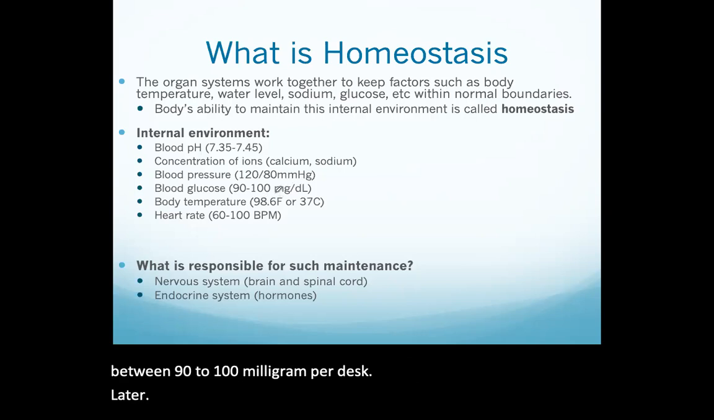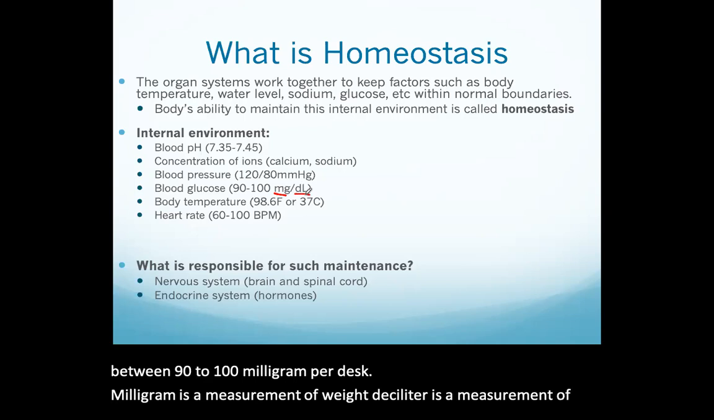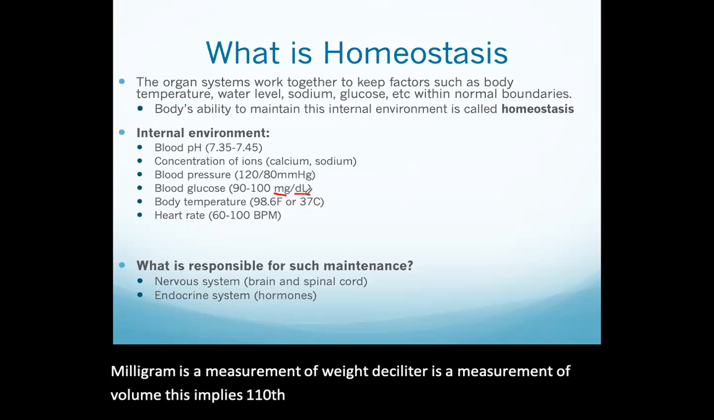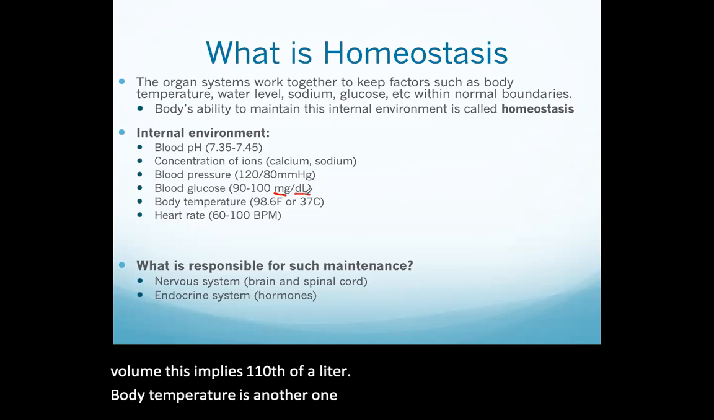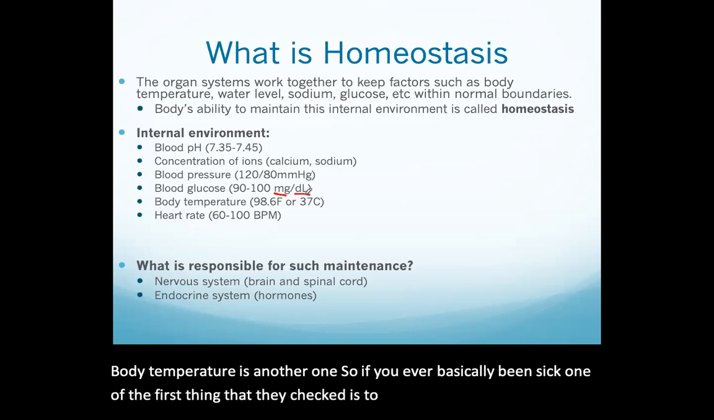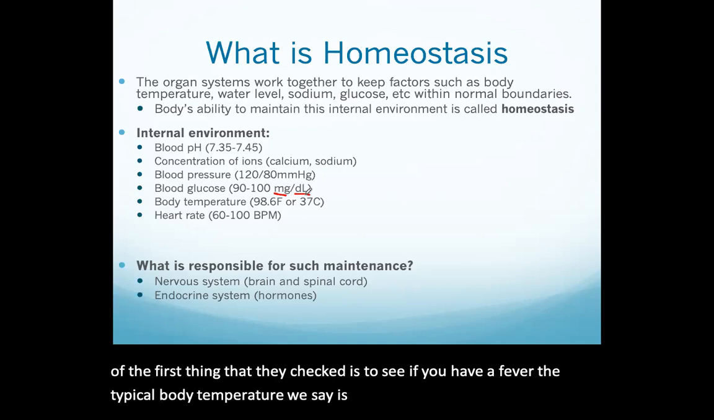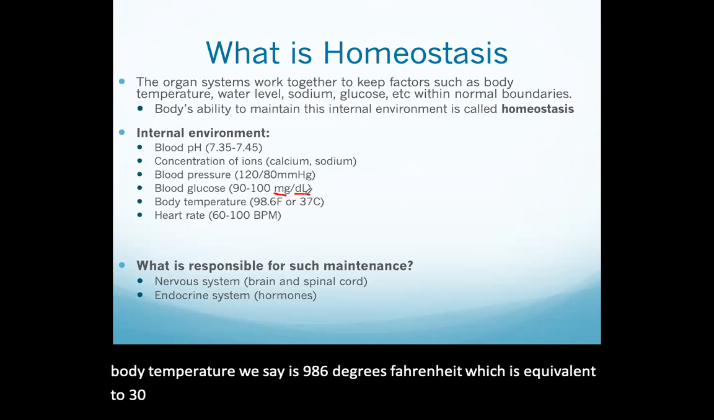Milligram is a measurement of weight. Deciliter is a measurement of volume. Deci implies one tenth of a liter. Body temperature is another one. If you've ever been sick, one of the first things they check is to see if you have a fever. The typical body temperature we say is 98.6 degrees Fahrenheit, which is equivalent to 37 degrees centigrade.